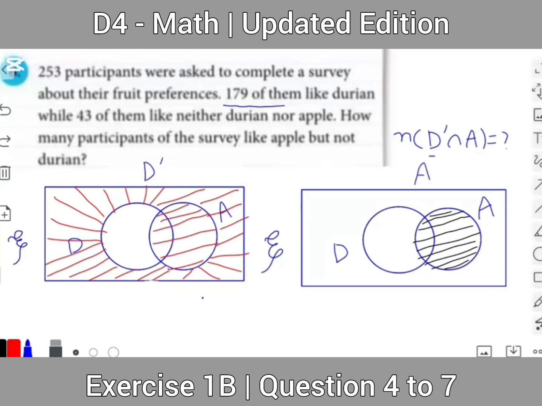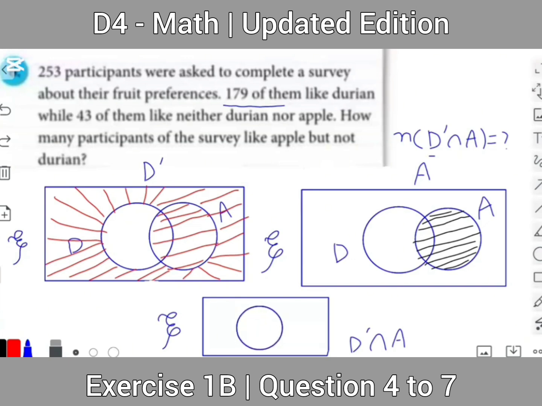Now to find out D complement intersection A, we have to see the regions that are common in the first Venn diagram and the second Venn diagram. So for this, first we will draw a rectangle for the universal set eta, and inside it, we will draw two overlapping circles for the sets D and A.